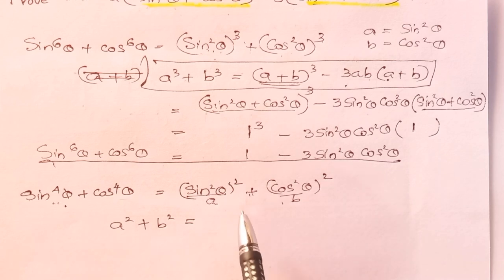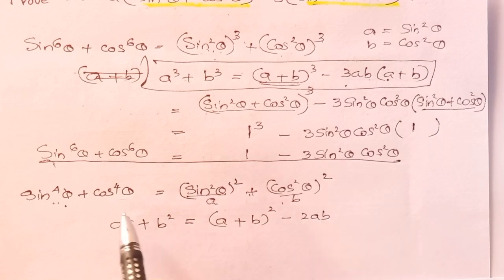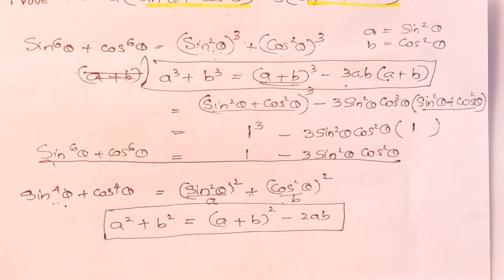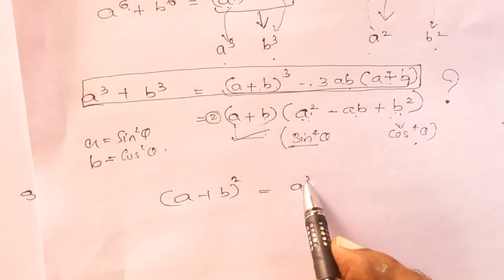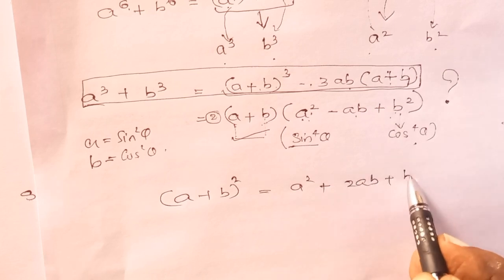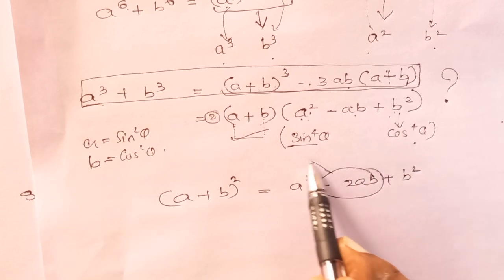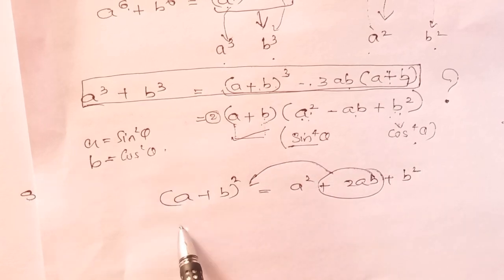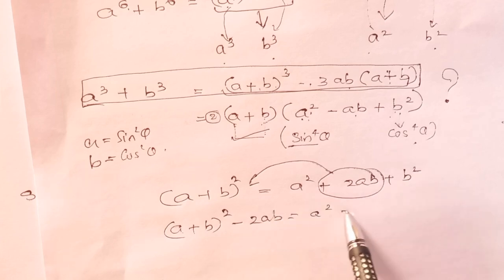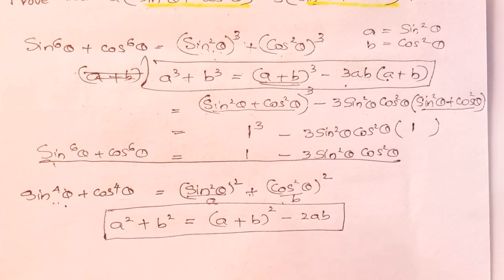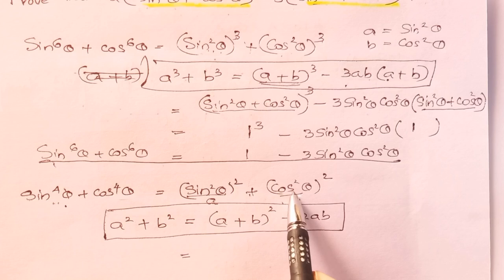You must know the formula for a square plus b square as a plus b the whole square minus 2ab. It's not a difficult formula. You know that a plus b the whole square is a square plus 2ab plus b square. If you transpose this 2ab to left side, we get a plus b the whole square minus 2ab is equal to a square plus b square. That's the same formula written here. So it will be turned to a square plus b square, which is a plus b the whole square.